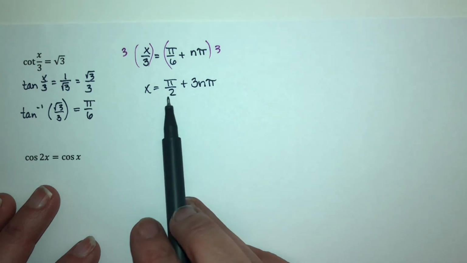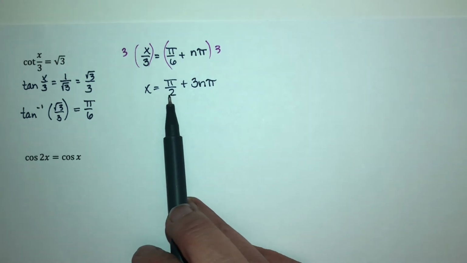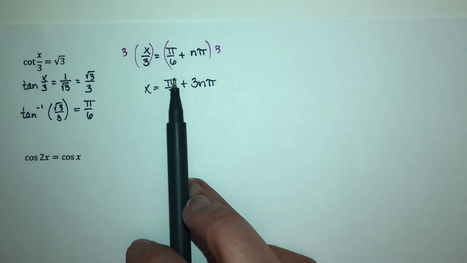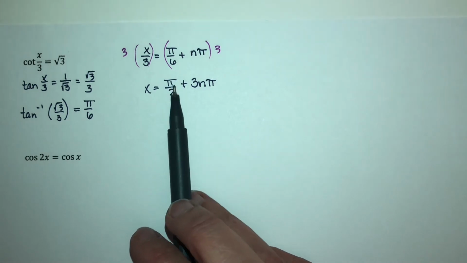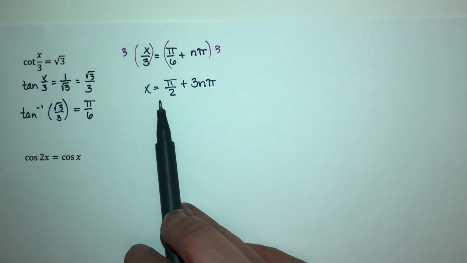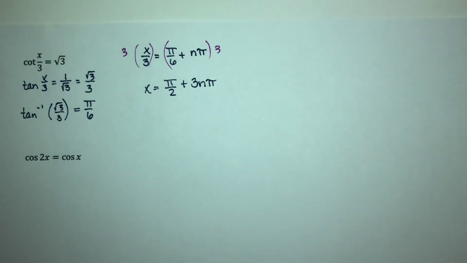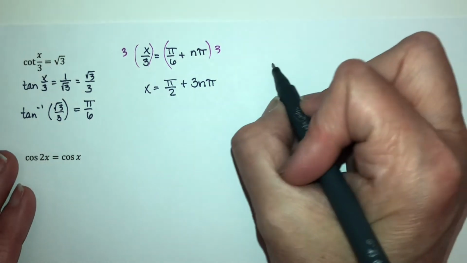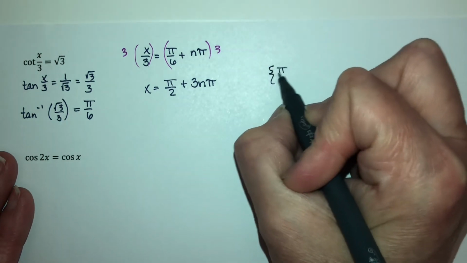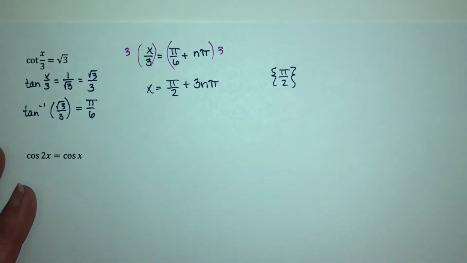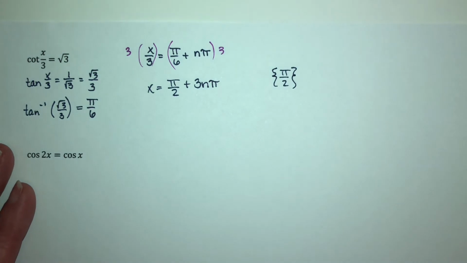So our solution is pi over 2, and if we add 3 pi to that, we'll get another solution, and if we add 3 pi again, we'll get more. But if we're adding 3 pi, that definitely makes it larger than 2 pi. So our only solution here is pi over 2. Everything else is outside of the range they ask us to do.